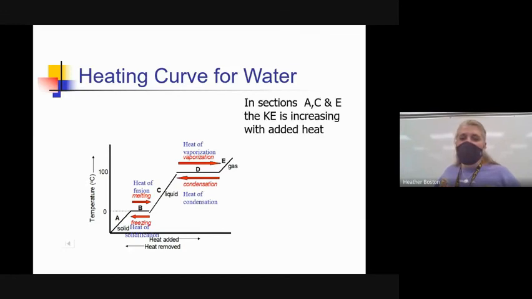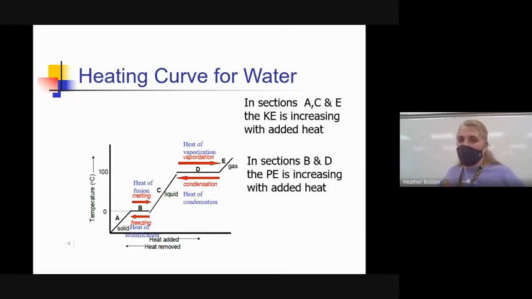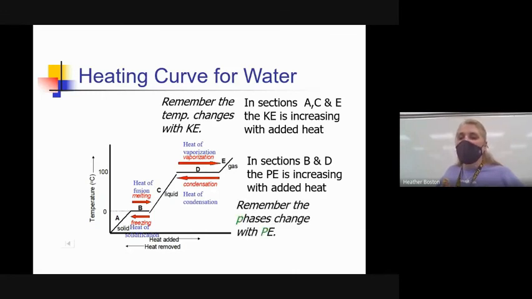So in sections A, C, and E, kinetic energy is increasing with added heat. In sections B and D, the potential energy is increasing with added heat. So only the slanted parts are where the temperature changes. In the flat part, the potential energy is changing. So link that up in your brain, that phase changes are with PE. That changes the position. All of those P's all match up with each other. Potential energy, phase change, position of the molecules, plateaus on the graph, all with P's. So if you link those up.